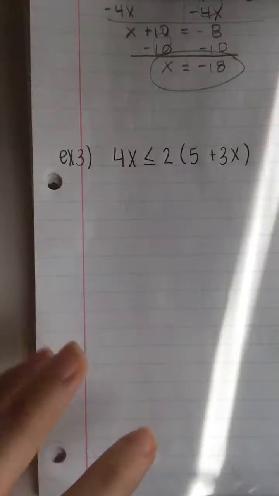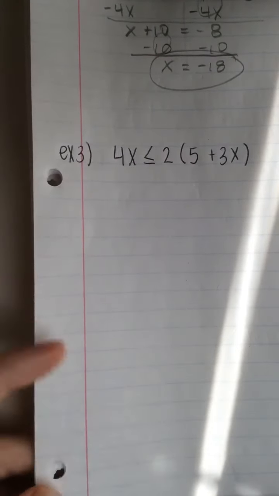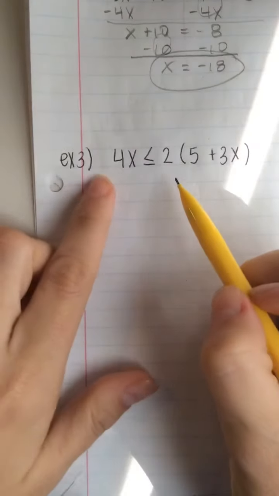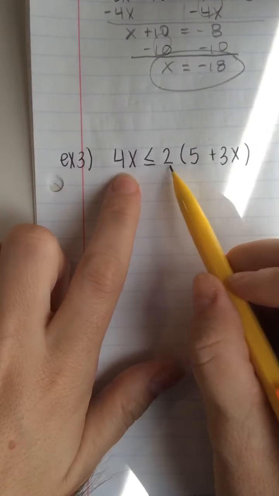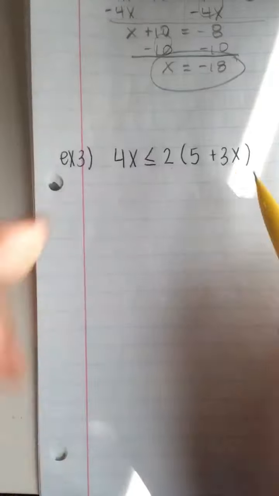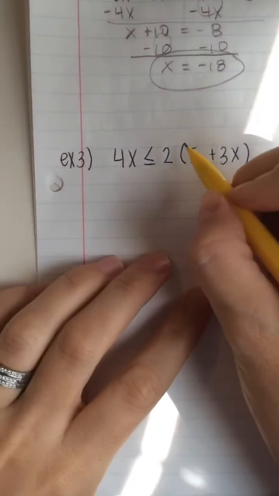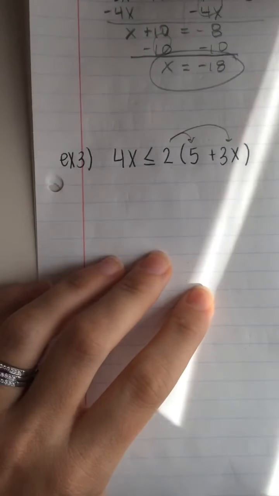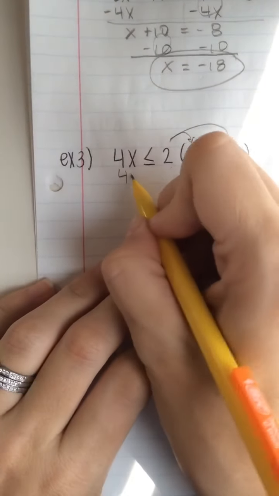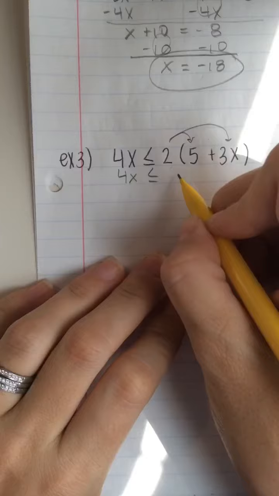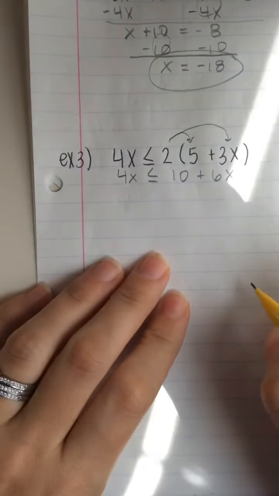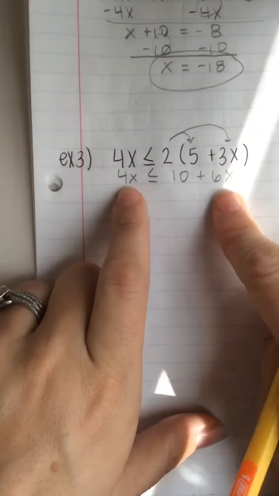All right. Example number 3, we have an inequality. So to solve this first one, we have 4x is less than or equal to 2 times 5 plus 3x. First thing we need to do is distribute this 2 to both things inside of our parentheses. So we're going to have 4x is less than or equal to 2 times 5 is 10, and 2 times 3x is 6x. Now we have x's on the left side and on the right side.